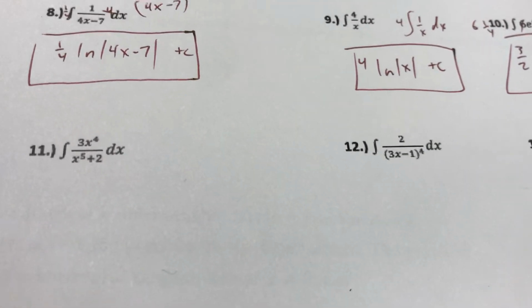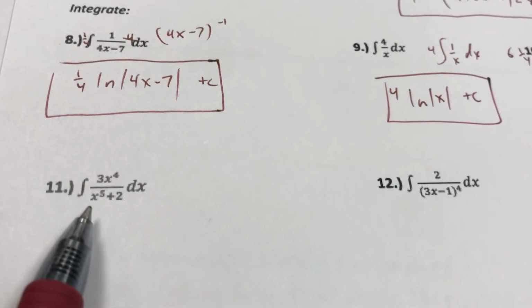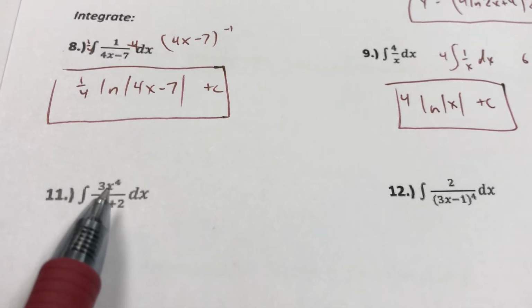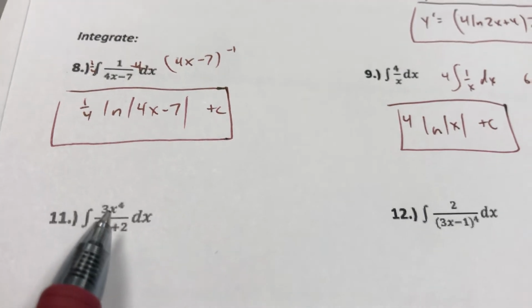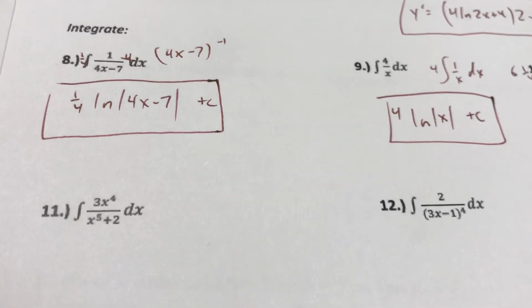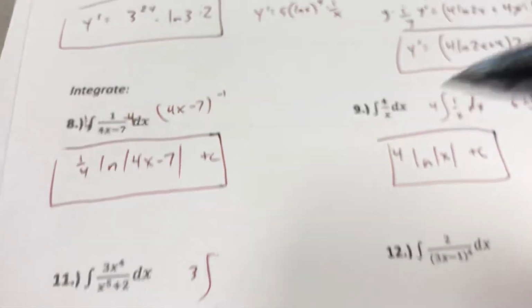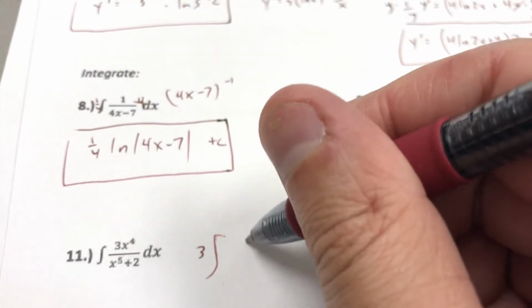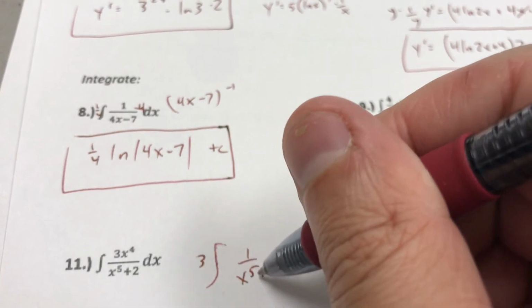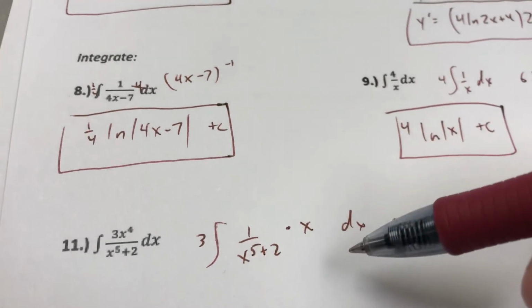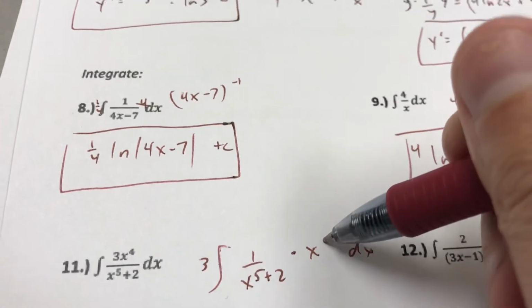Okay, next one here. Notice the derivative of the denominator would be 5x to the 4th, which is similar to the derivative of the numerator. We can treat this like a reciprocal function. So again, I would take a little bit of extra care here. The 3 is not really compatible. I would probably factor that out. Right, this is a reciprocal times x to the 4th dx.